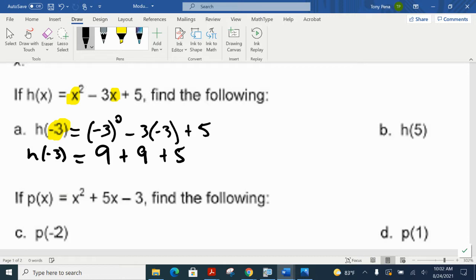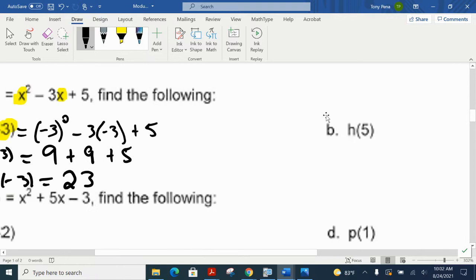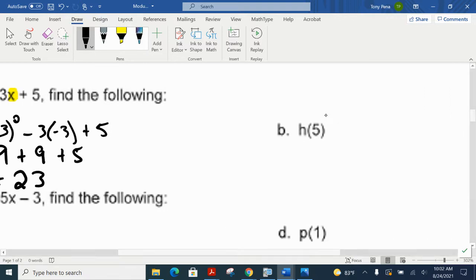And then tack on that 5 at the end. Henry, question? Yeah. And then h of negative 3 would equal 18 plus 5, 23. So if you got that, that's good. That's one that I would anticipate some mistakes on if I had given that on a quiz. Now, the next one should be nice because you're just plugging in a positive number, so it's a little more straightforward, but same process. You're going to do x squared minus 3x plus 5.